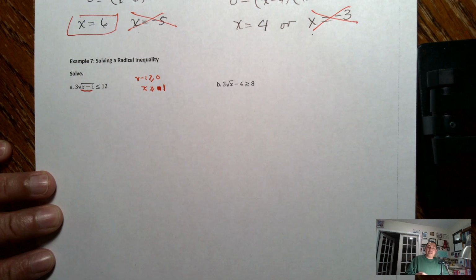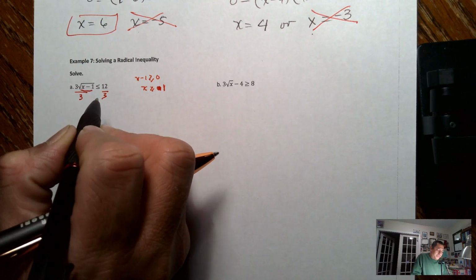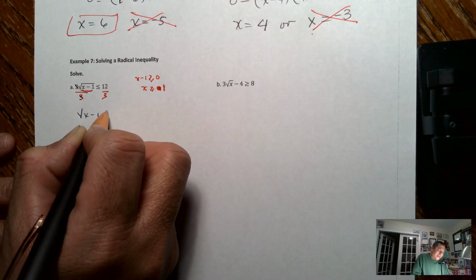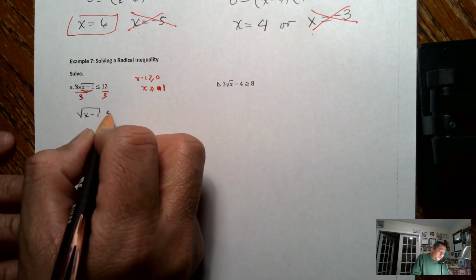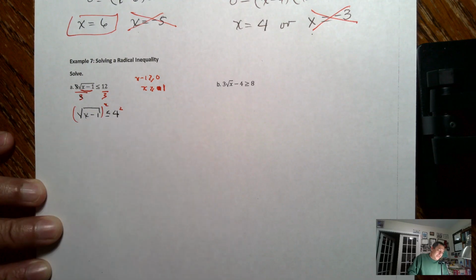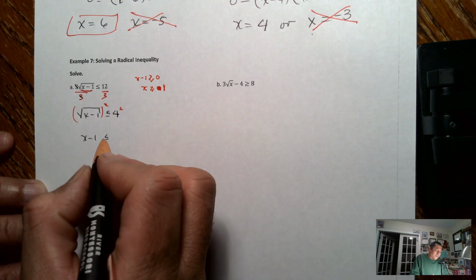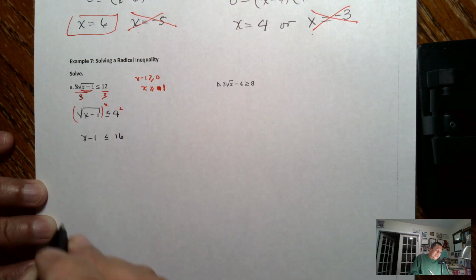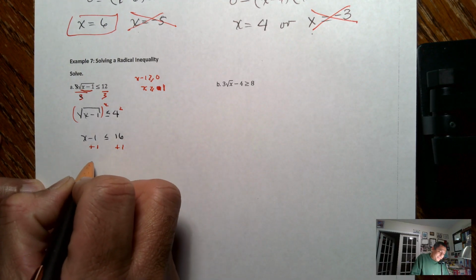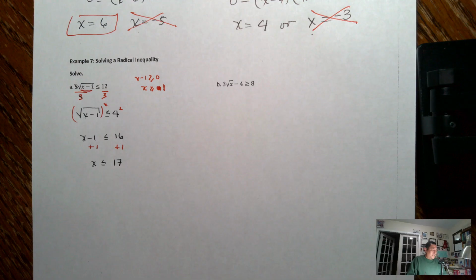So now we're going to proceed to solve it like we've been solving it before. We're going to divide by 3. So these two cancel out. So I have the square root of x minus 1 is less than or equal to 4. Now we're going to elevate both sides to the second power. And I have x minus 1 is less than or equal to 4 to the second power, which is 16. And then I'm going to add 1 to both sides. So I have x is less than or equal to 17.